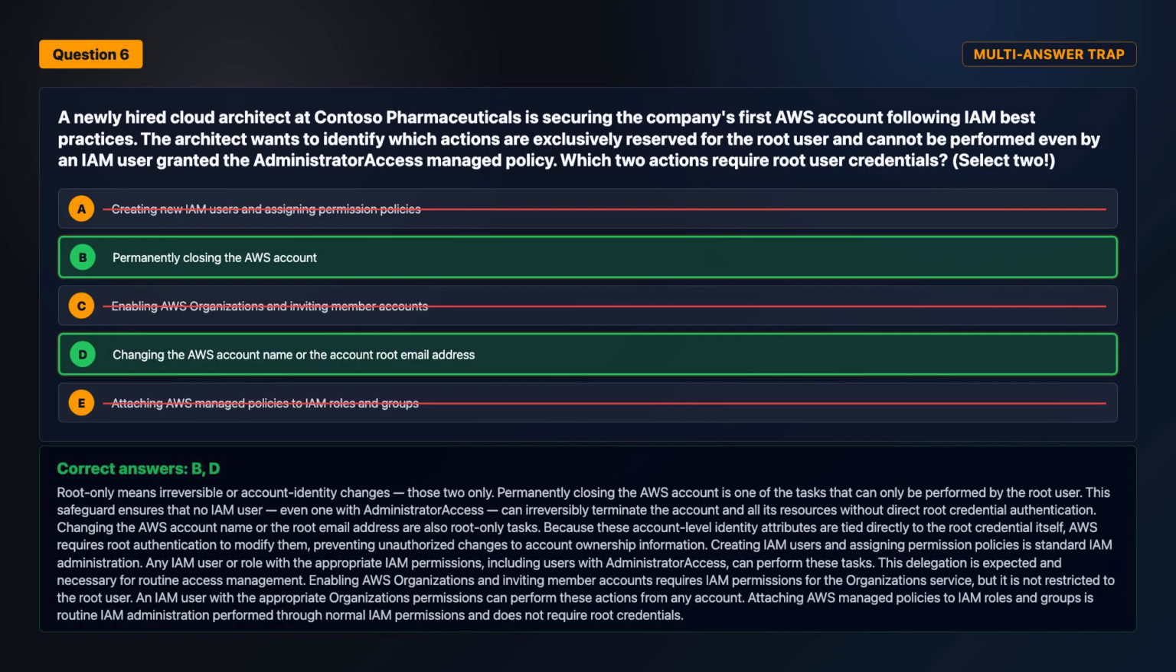The correct answers are option B and option D. Root only means irreversible or account identity changes, those 2 only. Permanently closing the AWS account is one of the tasks that can only be performed by the root user. This safeguard ensures that no IAM user, even one with administrator access, can irreversibly terminate the account and all its resources without direct root credential authentication.